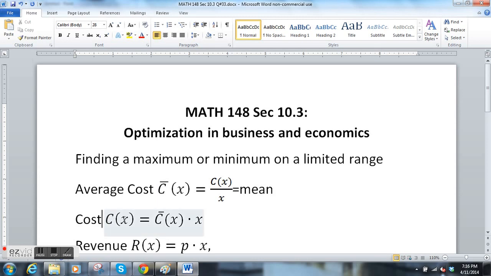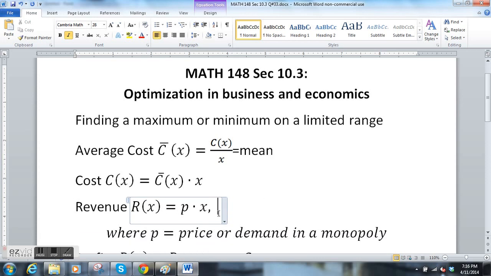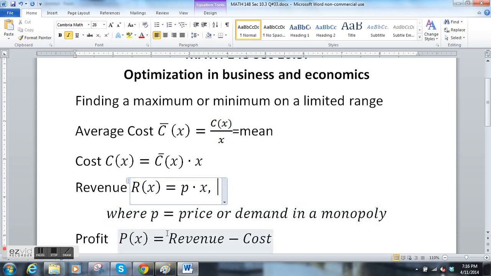The cost function, in case that they give you the average cost, you can find the cost function by taking the average cost and multiplying it by x. I'm just blowing through these formulas so that you can see them once before you start working on your homework. And the revenue function, R of x, is equal to P times x, where x is the number of units sold, and P is either the price or the demand in a monopoly.